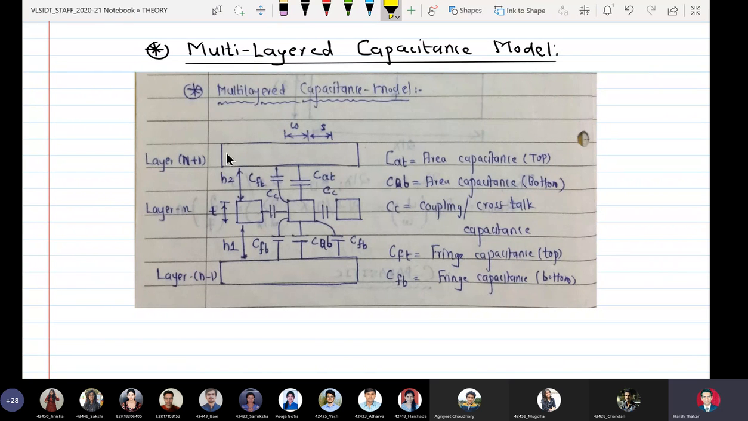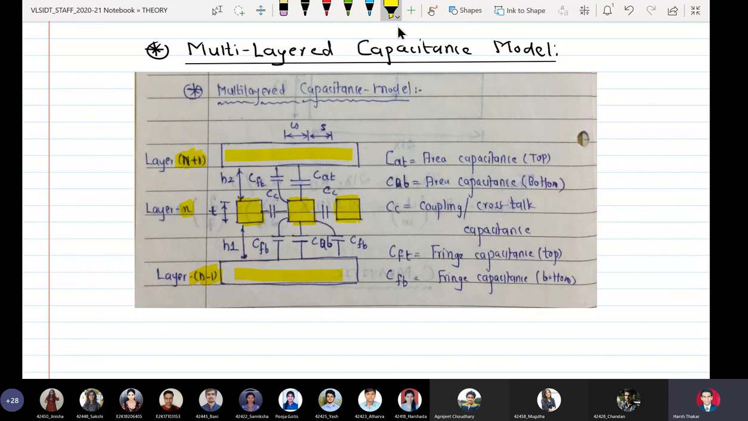Okay, so this is the first layer called layer n plus 1, and there is a bottom layer called layer n minus 1, and the wires are on layer n. So these are the wires. This is wire number 1, wire number 2, and wire number 3. So there are three wires W1, W2, W3 which are running parallel to each other, and they are assumed to be at layer n. There is one layer above these wires called layer n plus 1, and there is one layer which is below called layer n minus 1.